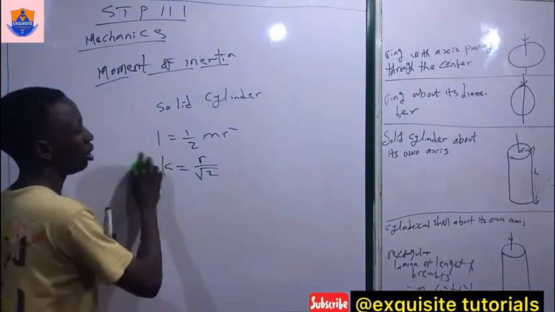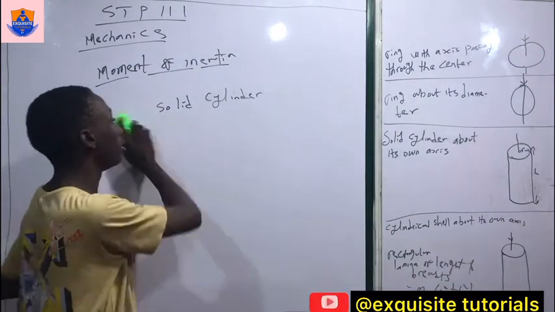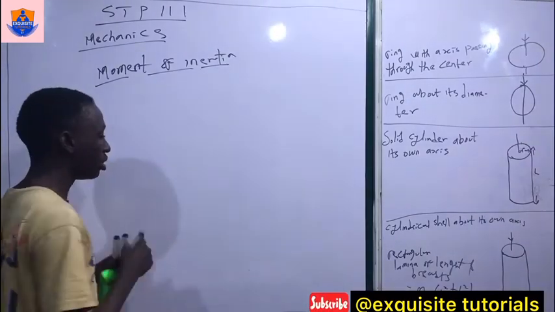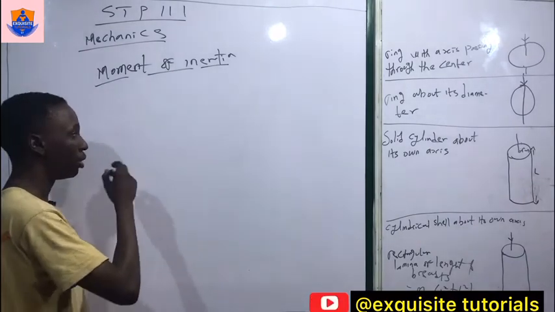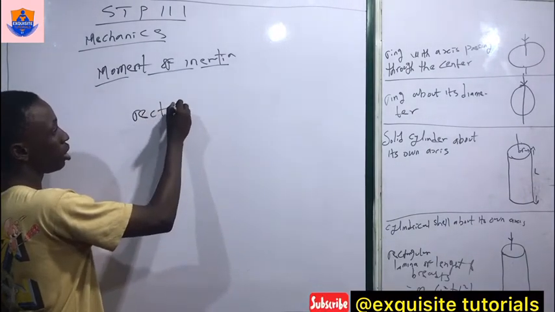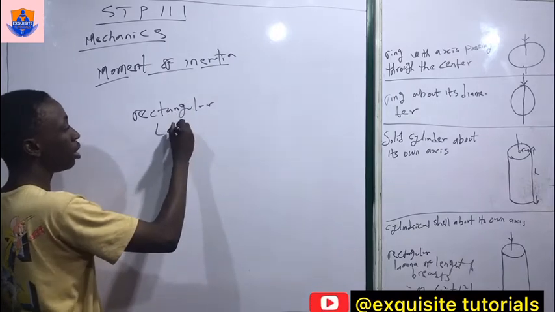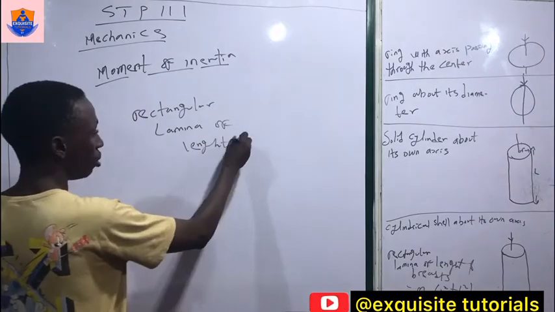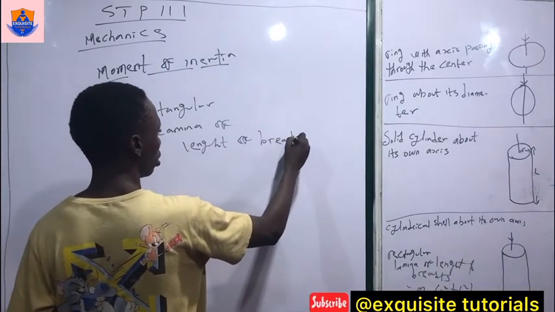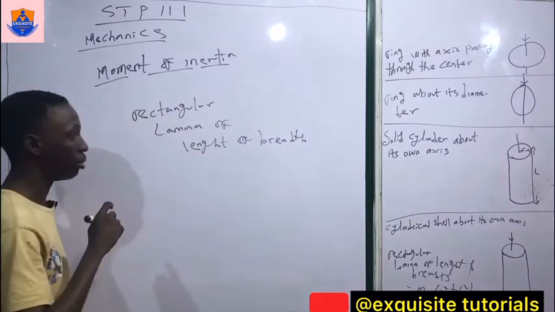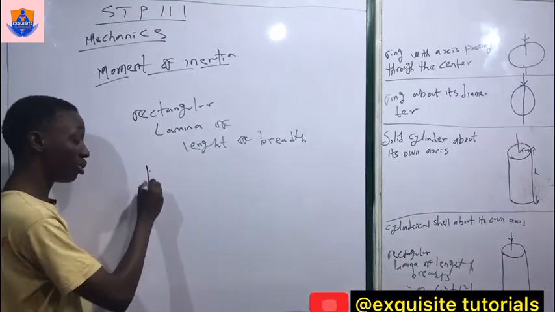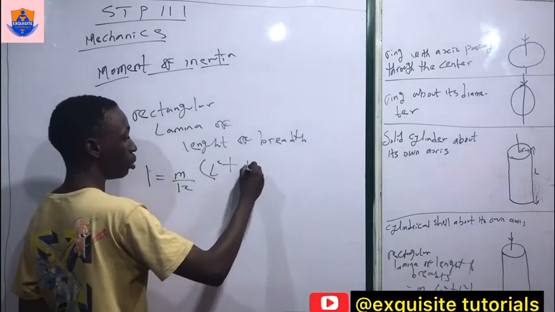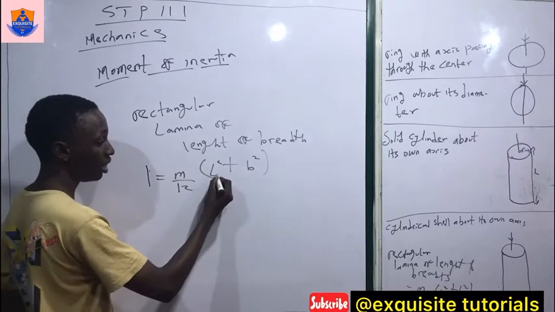Radius is a meter. So this is a solid cylinder about its own axis. Now, for a rectangular lamina of length and breadth, the moment of inertia is equal to M over 12 open bracket L squared plus B squared.